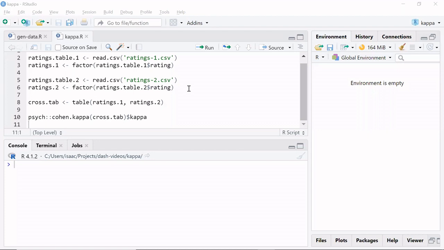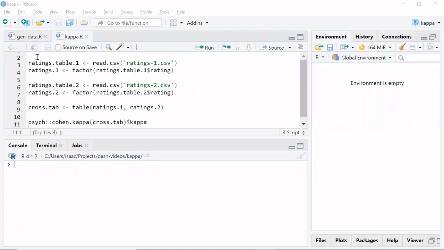This video will be a short explanation of factors in R. So suppose we have two judges that are rating the quality of posters at a conference, and we want to know how well their quality ratings on a scale of 1 to 5 agree with each other.